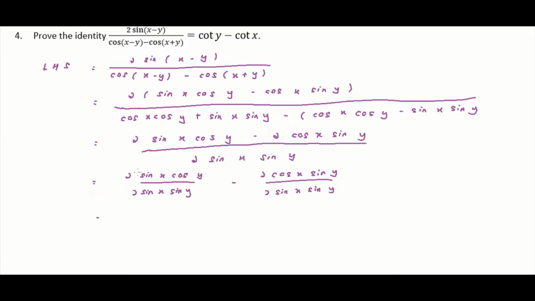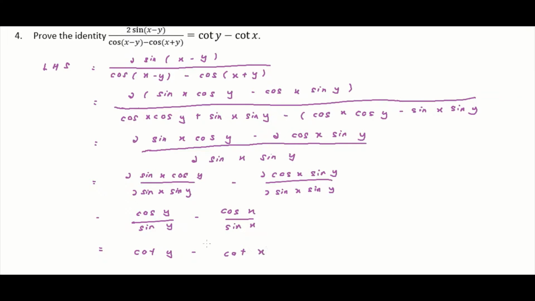So 2 and 2 cancel out each other, sine and sine, and then you're left with cos y over sine y. So for this part also, cancel 2, 2, then you're left with cos x over sine x. Okay, so cos and sine give you cotangent, and after that cos and sine give you cotangent.